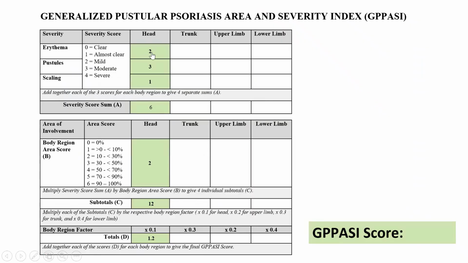I hope you agree with me. For erythema, I will give it a score of 2. Pustules 3, because they are very dense pustules, but there's no lake of pustules. Scaling is really very minimal, which gives a score of 1. Total 6. For the area, I would rate it between 10 to 30%, which gives a score of 2. So 6 times 2 is 12, and the weighted area is 0.1, so it gives a score of 1.2.